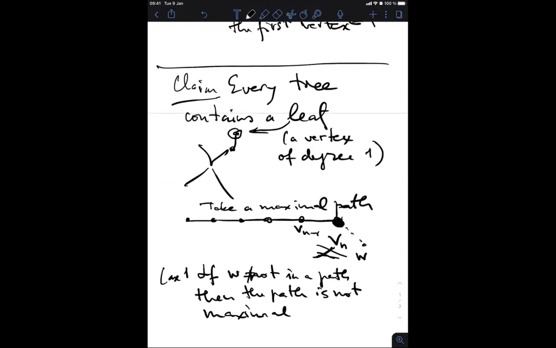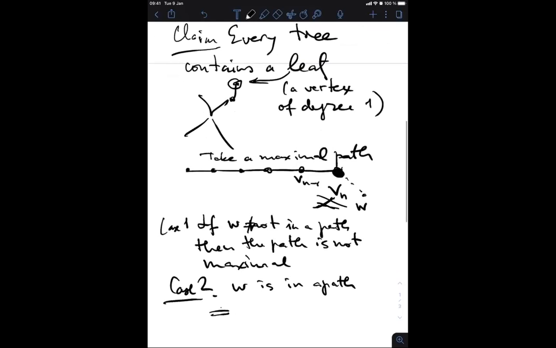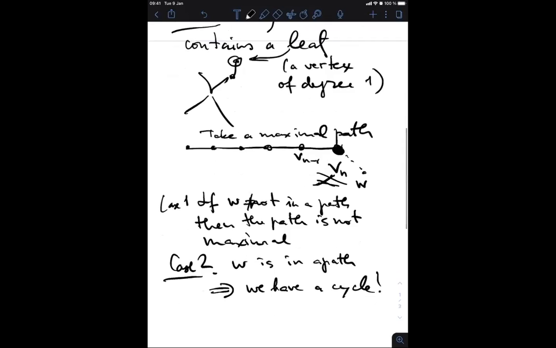Or case 2, W is in a path, but then we're getting a cycle. Then we have a cycle. Okay, so that means that we should have at least one leaf in a tree.